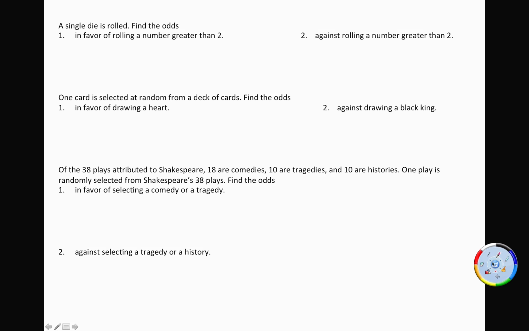Okay, let's see what we have here. A single die is rolled. Find the odds in favor of rolling a number greater than 2. Okay, my odds in favor, technically, and we'll do this a couple of ways to start with.